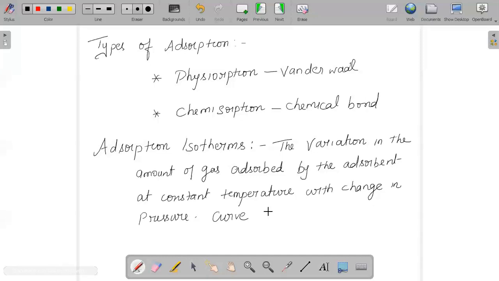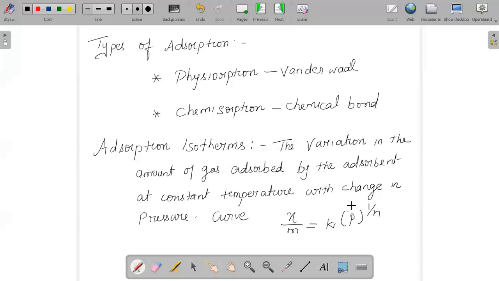Freundlich is the person who proposed this relation to show a relation between the extent of adsorption and pressure. So the adsorption equation is x/m = k p^(1/n).